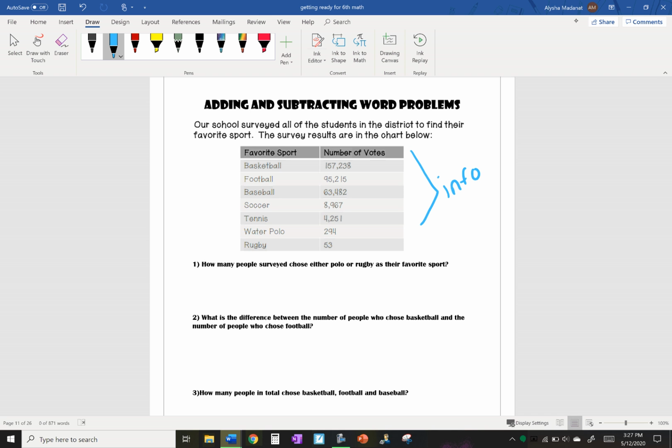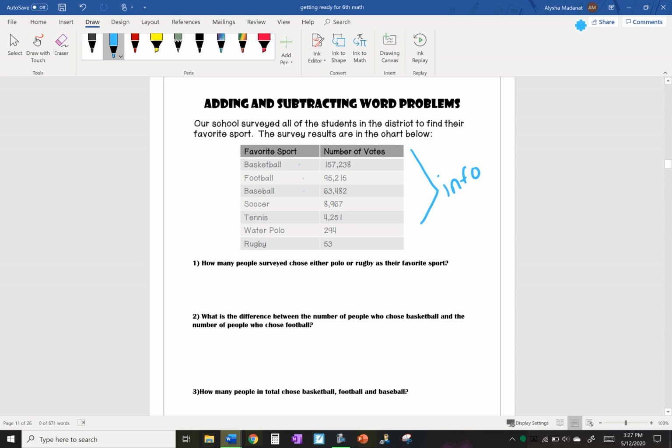So we surveyed students for basketball, football, baseball, soccer, tennis, water polo, and rugby. How many people surveyed chose either water polo or rugby as their favorite sport? So they're focusing on either water polo or rugby. That "or" means that you're going to add the two numbers together. So you're going to add 294, and you're going to add rugby, which is 53.